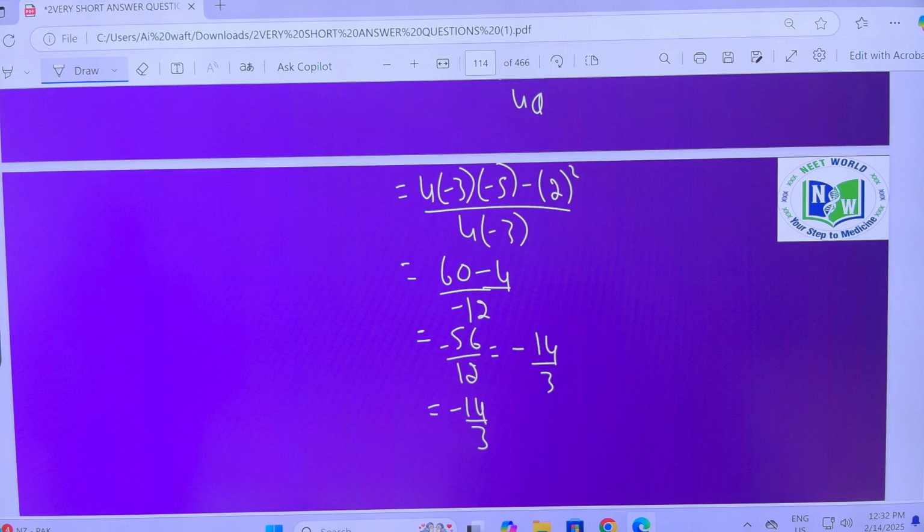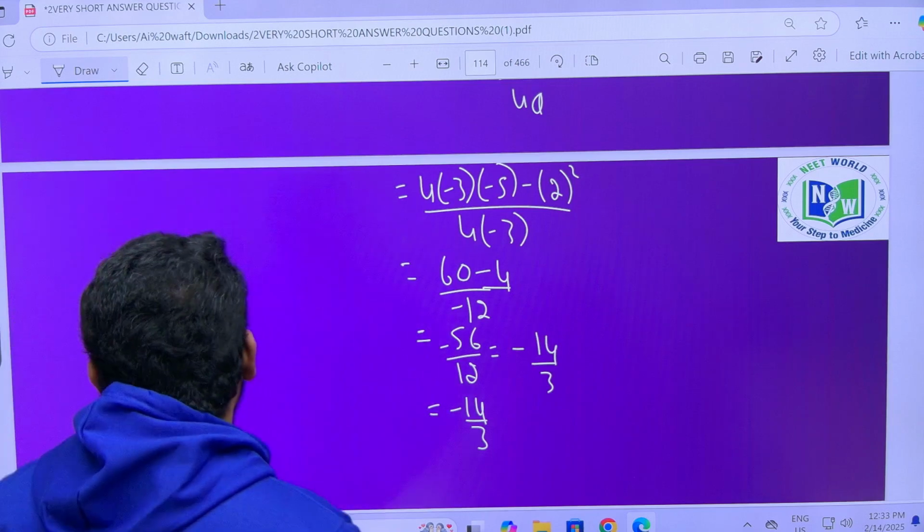So next, one of the questions is given. You have to find the set of solutions of the given equation by algebraic method.